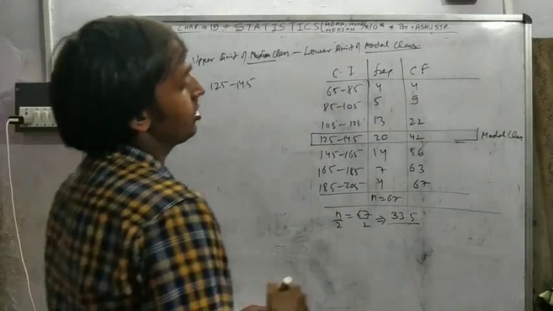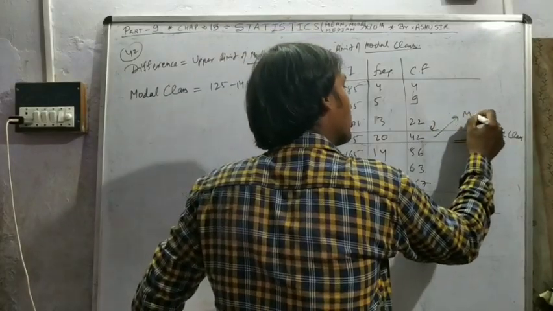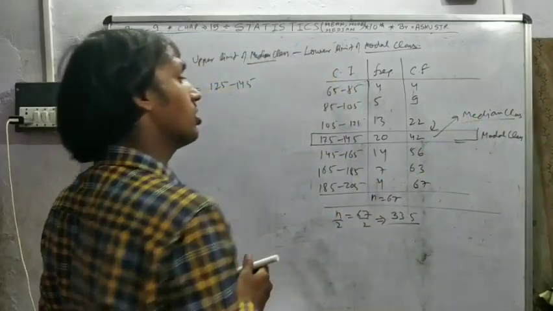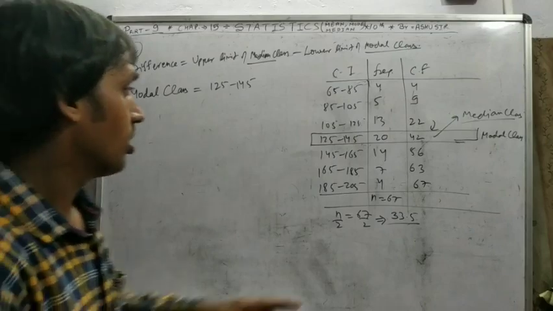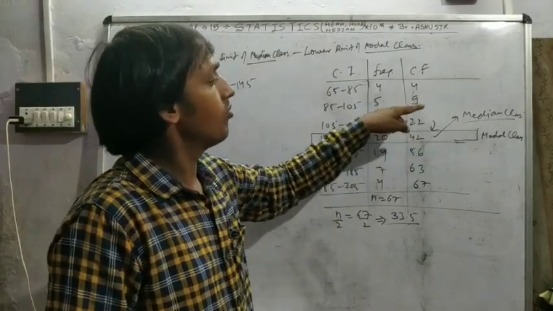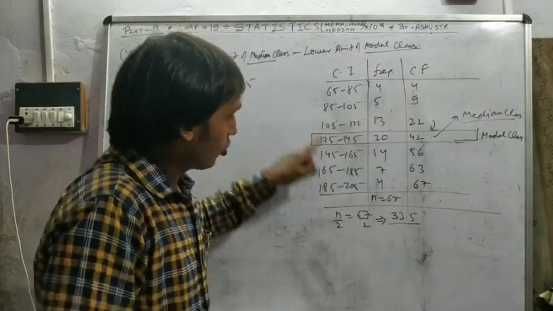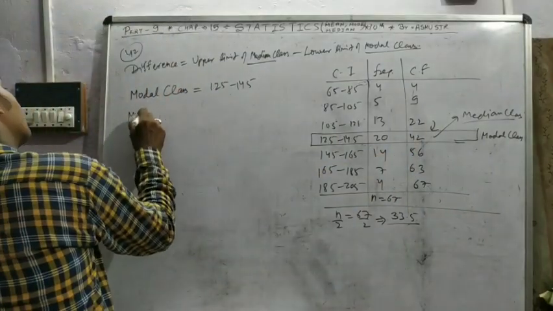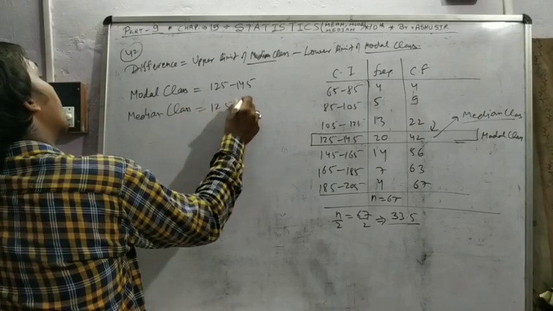Where does 33.5 lie? It also lies in 125 to 145, because the cumulative frequency goes from 22 to 42 in this class, so 33.5 lies in this. So the median class is also 125 to 145.